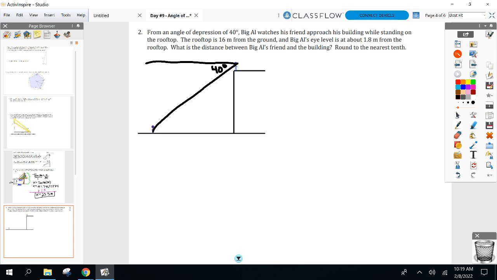All right, what else do we know here? Rooftop, 16 meters from the ground. So 16 meters right there. And his eye level, 1.8 meters from the rooftop. 1.8 is eyesight. What's the distance between Big Al's friend and the building? Can you figure out what we're finding? Where are you going to put your X here? Big Al's friend to the building. Throw an X on your diagram. Where is that? Right here, between him and the building.